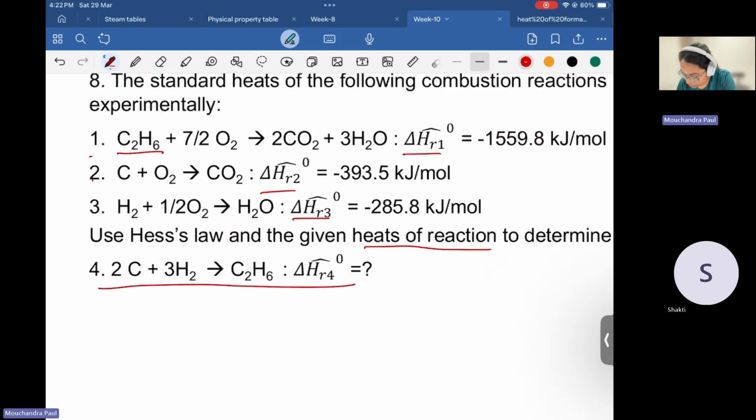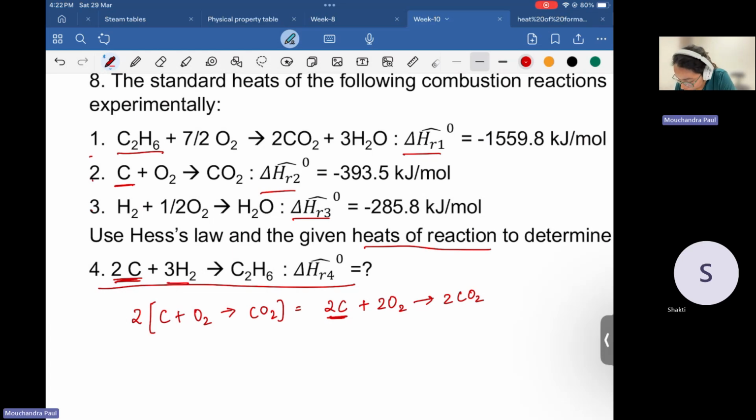So this is reaction 4. First let's start with 2C. This carbon is present in the reactant side. Here in reaction 2 also carbon is present on the reactant side. So if I multiply reaction 2 with 2 coefficient, you should get 2C plus 2O2 plus 2CO2. So this 2 we are matching in the reactant side.